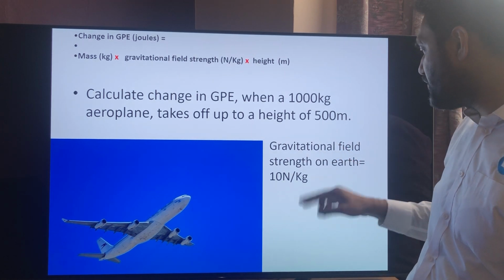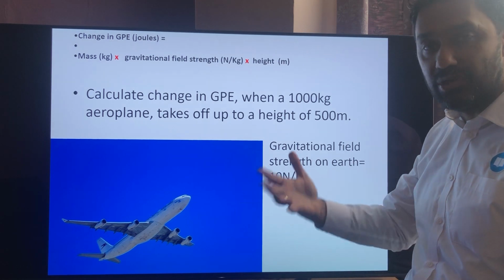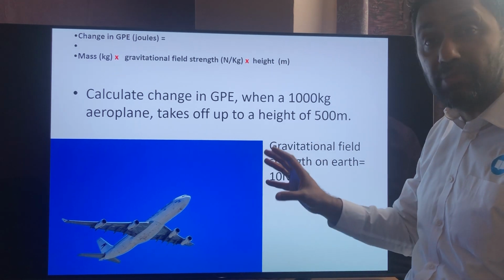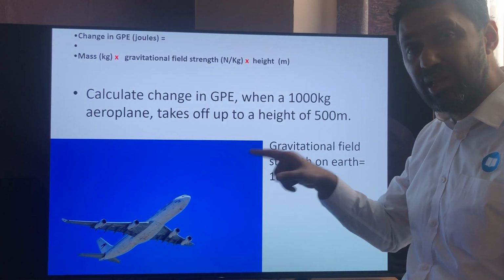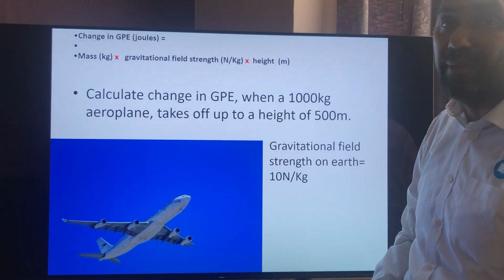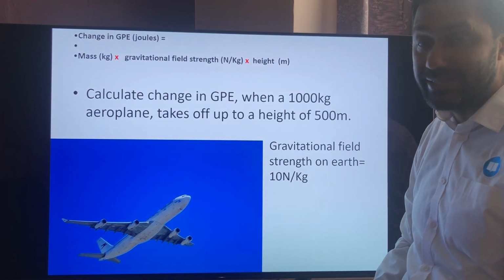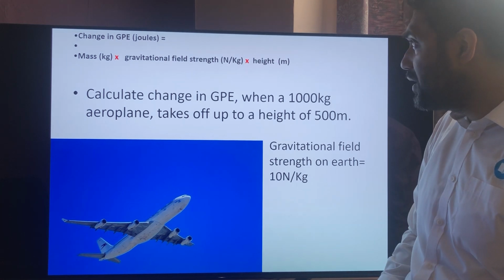Gravitational field strength on Earth is given as 10 newtons per kilogram. We round it up if you just want to use a simple number. If you're not given the number, you just have to assume it's 10. But most of the time, the question in the exam will give you the number to use. A more accurate number is 9.81 or just 9.8, but just to make the numbers easy, we'll use 10.